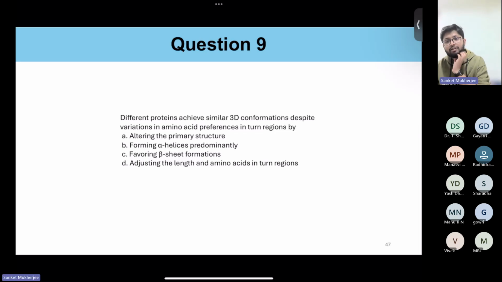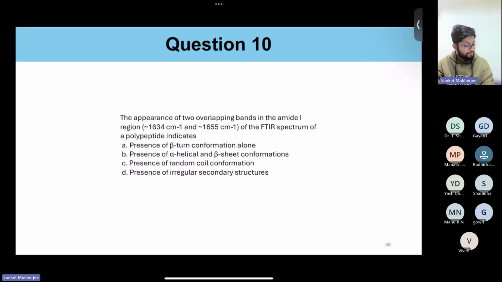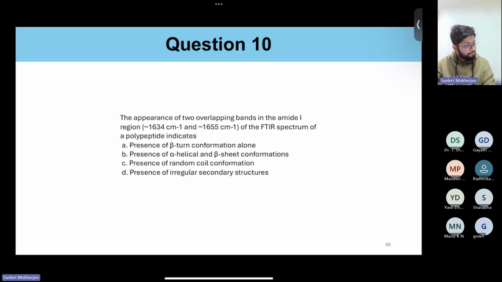Anybody would like to answer? So it's adjusting the length and amino acid in turn regions. The appearance of two overlapping bands in the amide region of the FTIR spectrum of a polypeptide indicates presence of beta turn conformation alone, presence of alpha helical and beta sheet conformation, presence of random coil conformation, presence of irregular secondary structures.